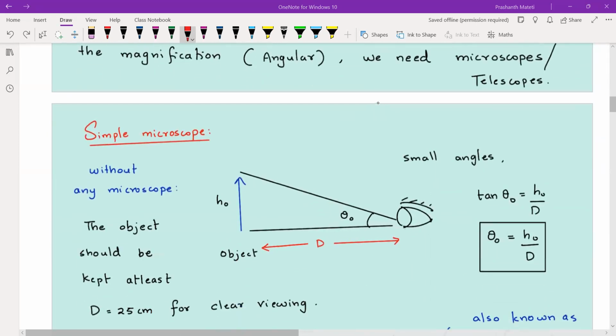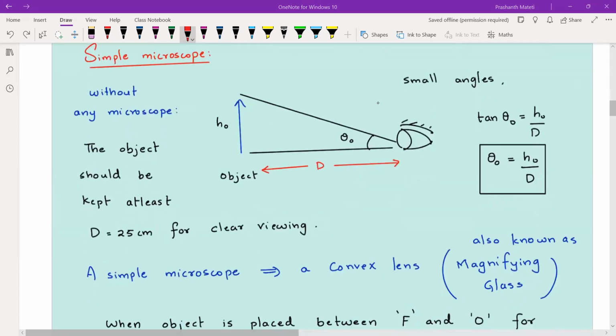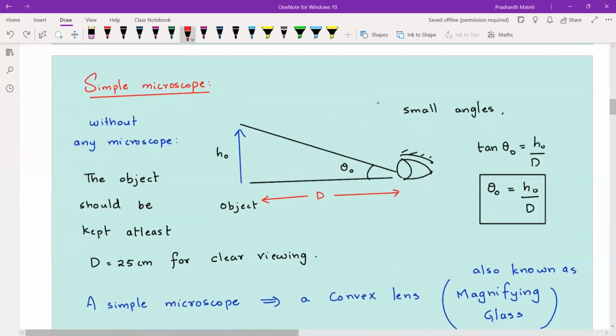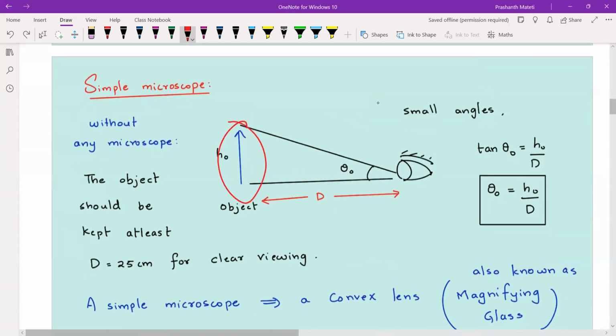Now, what is a simple microscope? A simple microscope is nothing but a magnifying glass. Without a microscope, you have this object and you want to view it directly with the eye. The nearest distance at which you can put it is 25 centimeters. When you bring it as close as possible, the angle is maximum. So this is the maximum angle the object can subtend.